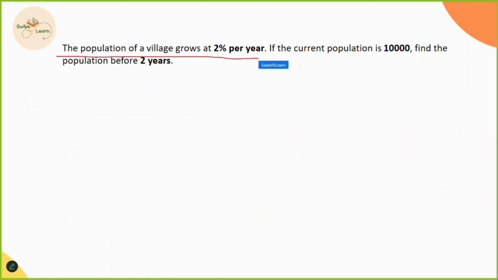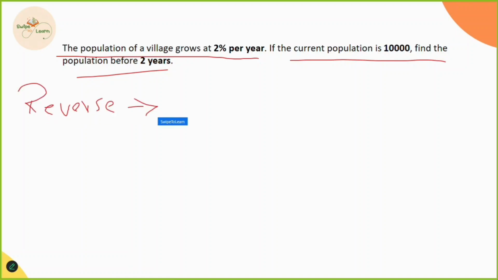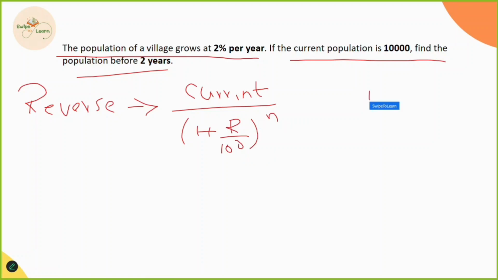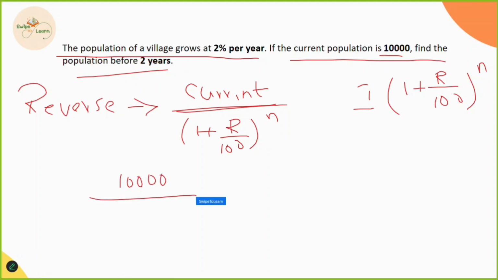The population of a village grows 2% every year. If the population is 10,000, find the population before 2 years. Okay, till now we have calculated the future, but now we have to calculate the past population. So that means we are using the reverse formula here. The reverse formula is current population divided by (1 plus r divided by 100) whole power n. Till now we saw initial population into (1 plus r by 100), but this is a reverse calculation, so we divide the current population by (1 plus r by 100) whole power n. Current population is 10,000, so 10,000 divided by (1 plus 2 by 100) whole power 2, since the time period is 2 years.